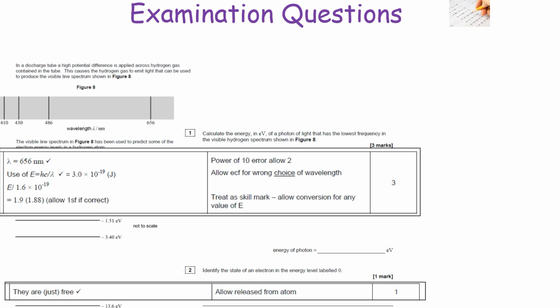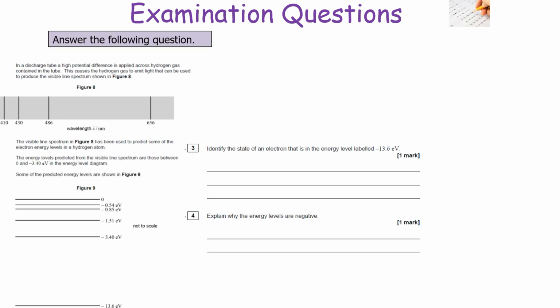So we work out E to be 3 times 10 to the minus 19 joules. We can then convert that into eV, because we know that we want the answer in eV for this question. So to convert from joules, we divide by 1.6 times 10 to the minus 19 to get it into eV, so it's 1.9 eV. Now when an electron is labelled as 0, we know it's out of the potential well that it's in, so therefore the electrons are free, they're no longer bound to the atom.